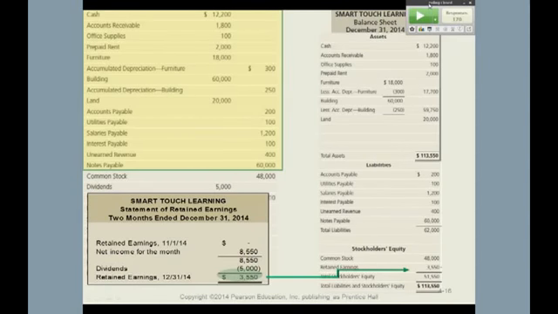Okay. All right. So now going back, so that's, again, the adjusted trial balance.